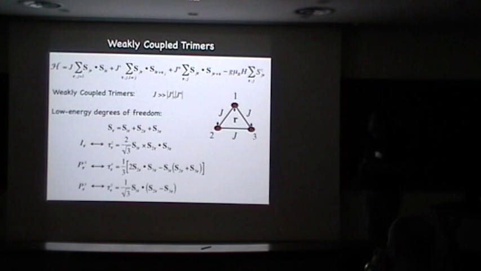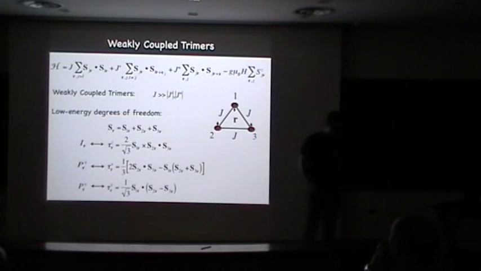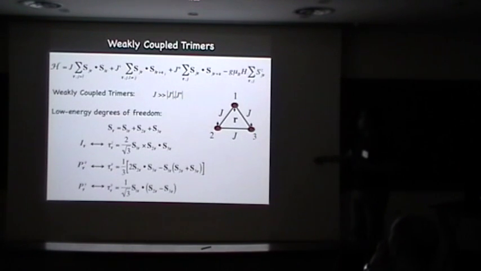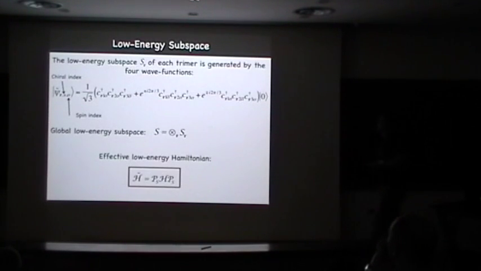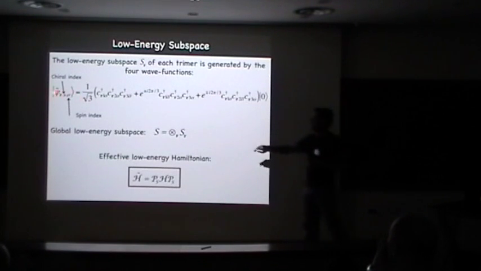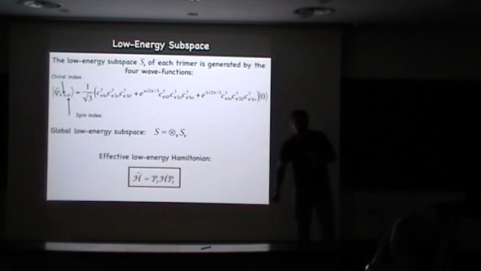Okay, so what we have to do basically is use the standard recipe of degenerate perturbation theory. Essentially, what we need to do now is to project the perturbation, that is basically these 2 terms, into this low energy subspace generated by these states. So on each triangle we have this set of 4 states, and the low energy subspace is basically the tensor product over all the triangles of this local subspace.